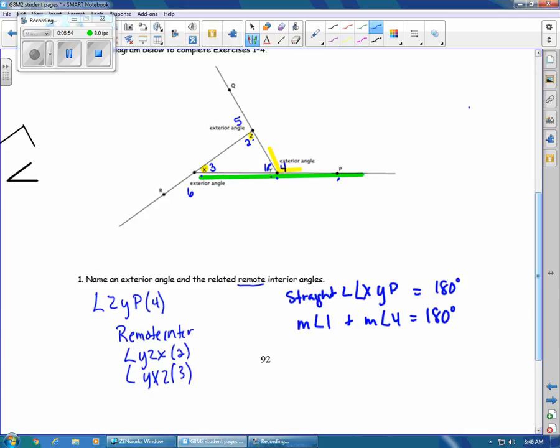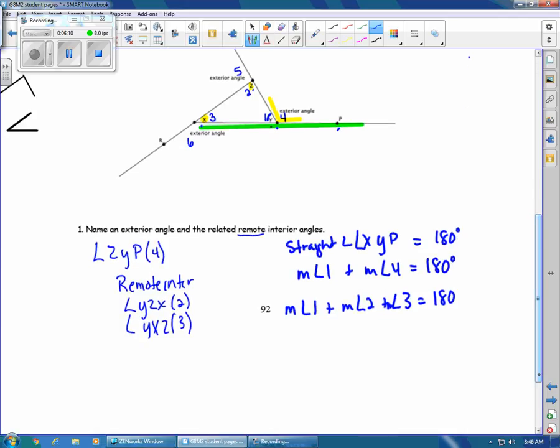I also know that if I add together the measure of angle 1 plus the measure of angle 2 plus the measure of angle 3, I'm also going to get 180 degrees, because those are the interior angles of my triangle, and they sum to 180 degrees. So if the measure of angle 1 plus the measure of angle 4 equals 180, and the measure of angle 1 plus angle 2 plus angle 3 equals 180, then the measure of angle 1 plus the measure of angle 4 is equal to the measure of angle 1 plus the measure of angle 2 plus the measure of angle 3.